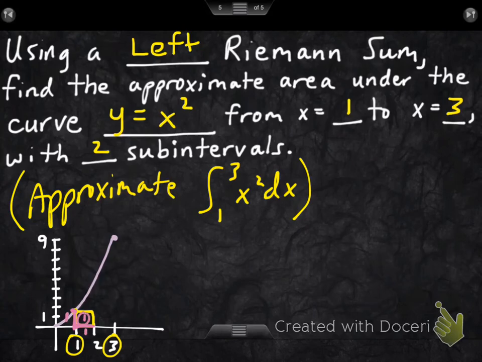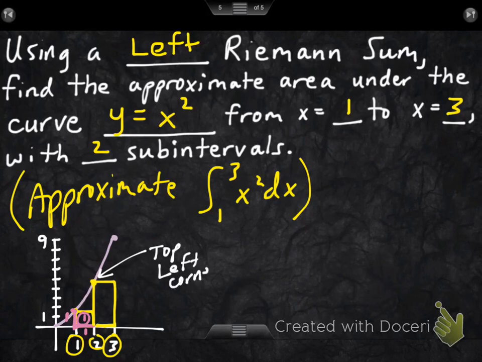And then the second rectangle, you go up from 2 all the way till you hit the curve. Okay, draw the base right there between 2 and 3, up from 2, and then you finish your rectangle. See how the top left corner is the one that hits the curve. Oh, let me do that in a different color. Okay, top left corner of the rectangle. That's the part of the rectangle that hits the curve in a left Riemann sum.